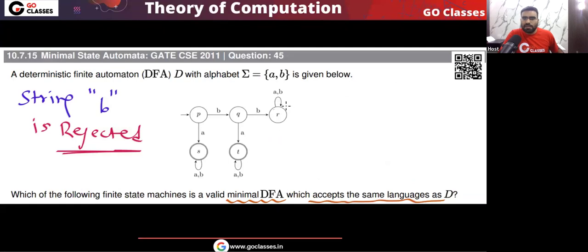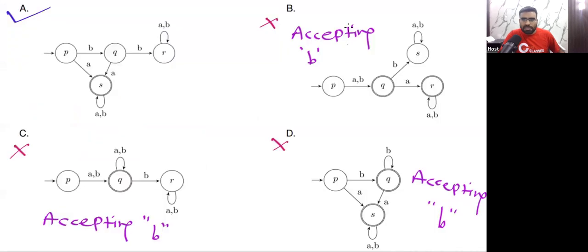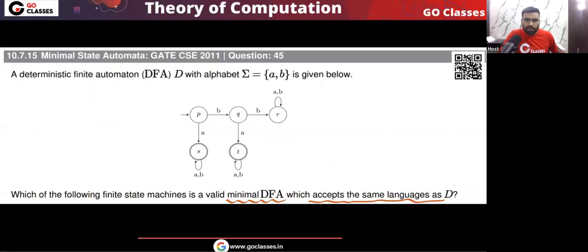Is this clear? This is method number one, that basically you can easily see that string B is rejected by the given DFA, but these three options are accepting string B. So automatically these three options are eliminated. Only one option is remaining, so this must be correct. What is method number two? Tell me what is method number two?